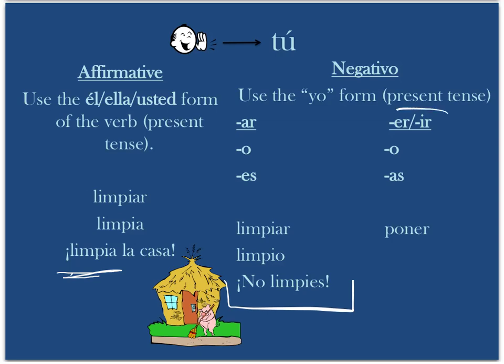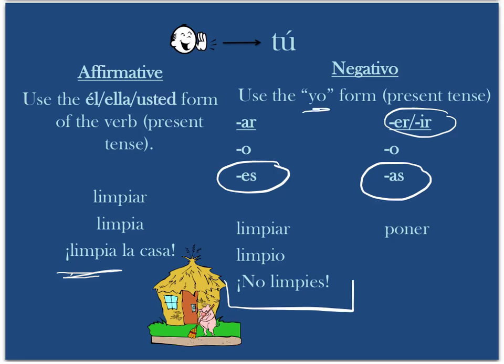Now let's talk about what if it's an ER or IR verb. For AR verbs, you add ES once you drop the O from the yo form. For ER and IR verbs, we're going to do the same thing where you drop the O from the yo form, but instead you're going to add AS. And this is where it becomes obvious why we need to first start with the yo form.